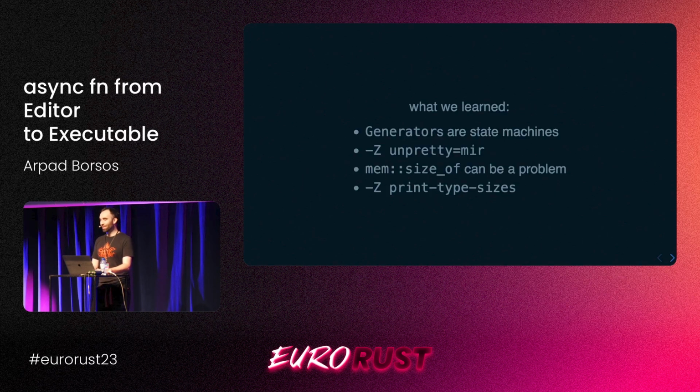Okay, let's do another recap. So what we've learned now is that generators are basically just state machines and just big enums, and it's all just a match statement transitioning from state to state. And we've learned about some more nightly compiler flags that you can use if you are interested to really dive deeper into this stuff. We can look at the MIR output, we can print the type sizes, and we've seen that this size-of might be a problem in some cases.